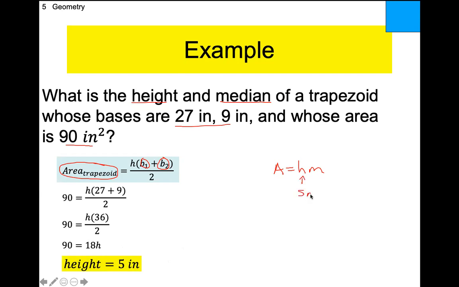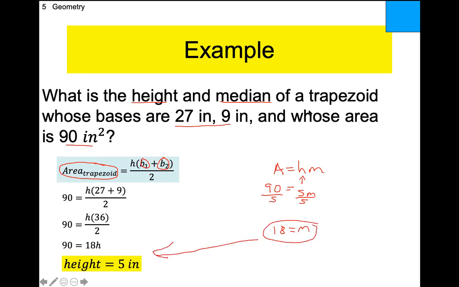I still don't know the median, but I do know that the area was 90. So once again, it's a simple thing to solve for the median. Simply divide both sides by 5. 90 divided by 5 would be what? 18, right? And there you go. So there's my median, and there's my height.